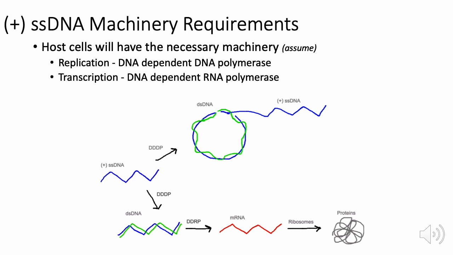Meanwhile, the transcription translation path should look pretty familiar. However, we can't simply use the single-stranded DNA alone to make mRNA. We have this intermediate of a double-stranded DNA molecule. So DDDP will make a double-stranded molecule, and then DDRP will take that double-stranded molecule and make mRNA, eventually processed in ribosomes to make proteins.